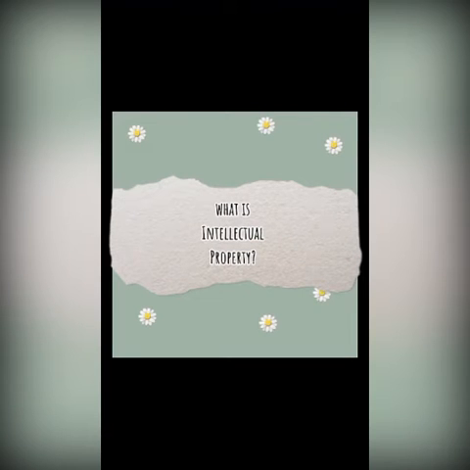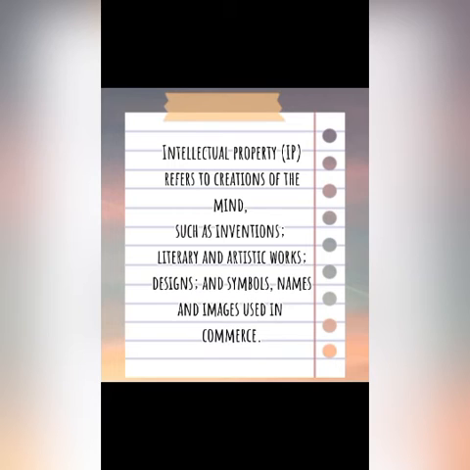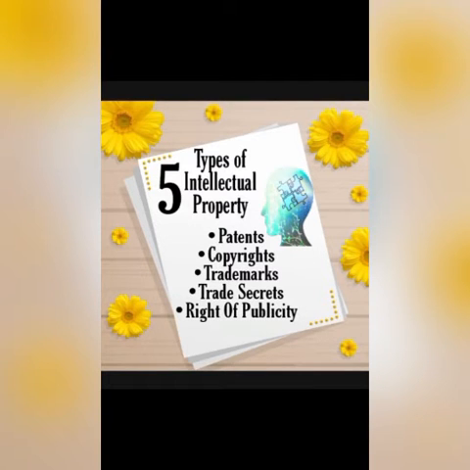The topic that we're going to discuss is intellectual property, copyright, and cybercrime law. So, what is intellectual property? Intellectual property refers to creation of the mind, such as invention, literary and artistic works, design, and symbol, names, and image used in commerce. There's 5 types of intellectual property: patents, copyright, trademarks, trade secrets, and right of publicity.